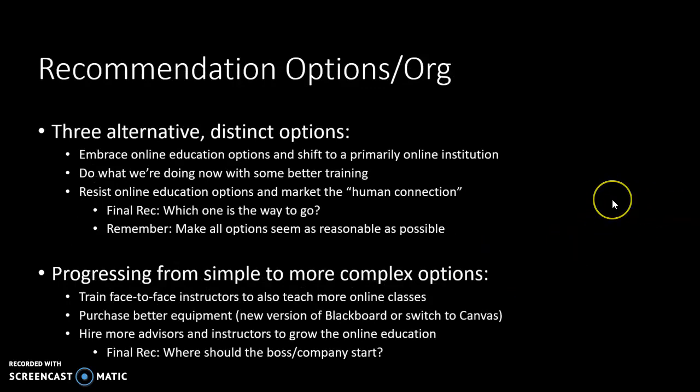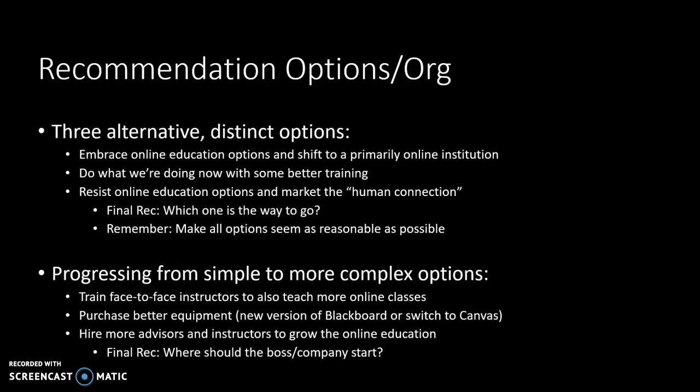Okay. And then as far as the recommendation, this should be kind of review, but I do want to mention it. You remember, you want to have three distinct alternative options, meaning that they don't just look exactly the same. And if you remember, I gave three options. One might be that, with the issue of online classes, we embrace those online options and shift to a primarily online institution where most of the classes that we offer are available online and all that kind of stuff.